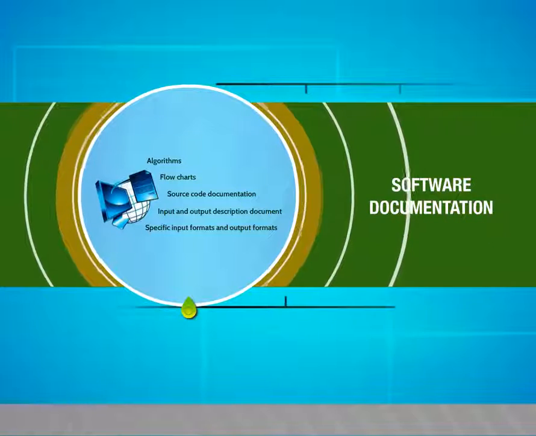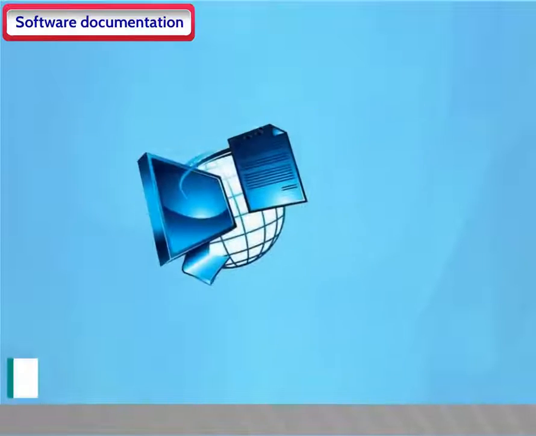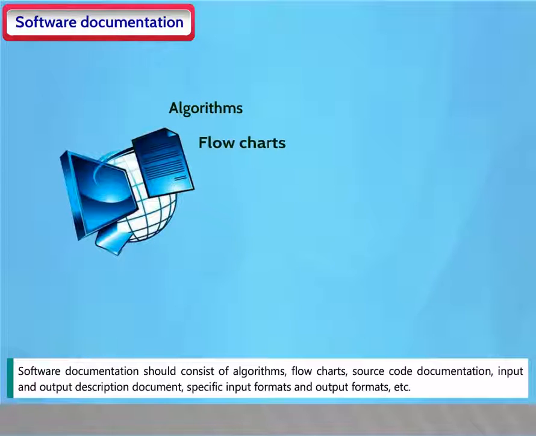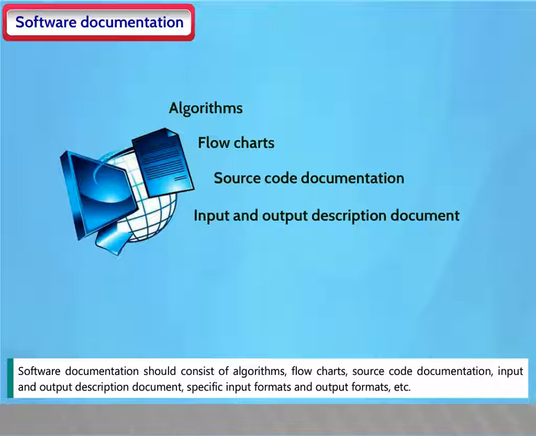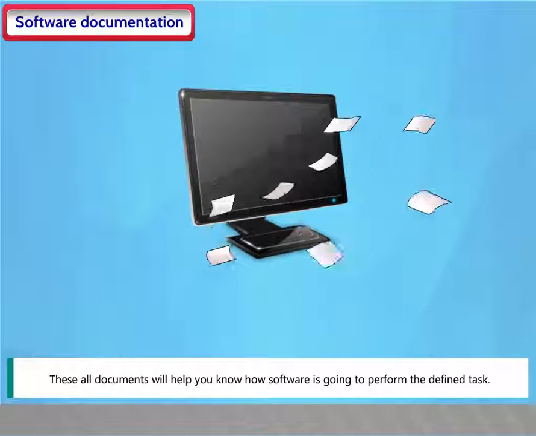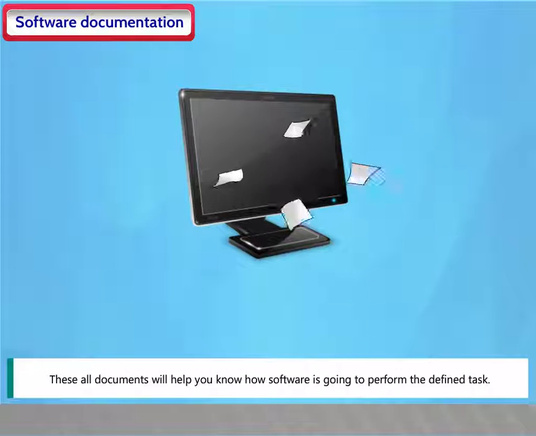software documentation. In this video, we are going to see about software documentation. Software documentation should consist of algorithms, flowcharts, source code documentation, input and output description document, specific input formats and output formats, etc. These documents will help you know how software is going to perform the defined task.